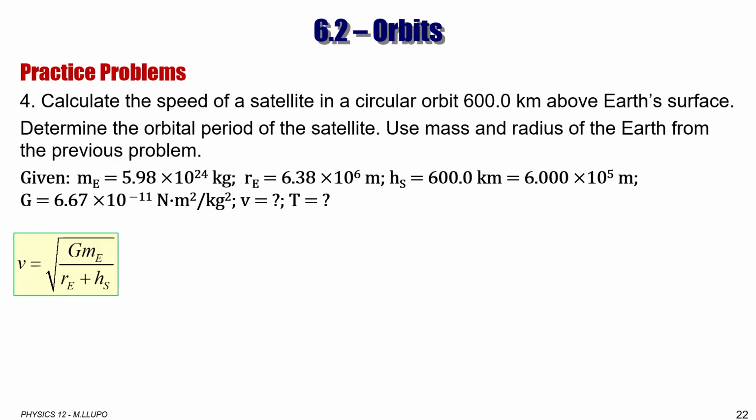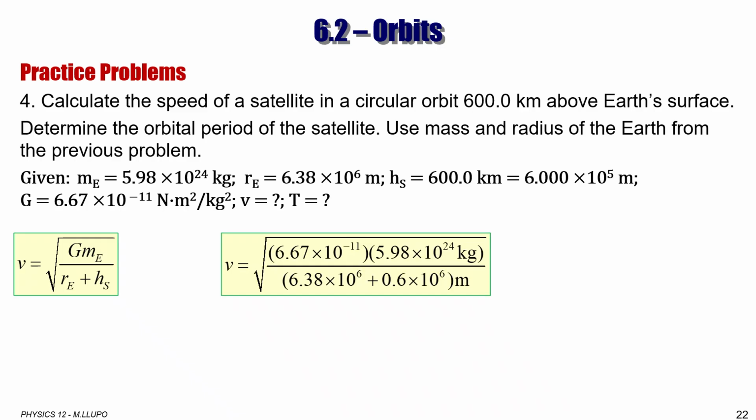Let's start with speed first. The square root of G M over r, in this case where r is the total of the radius of the Earth and the altitude. Everything is in standard units. You plug that in a calculator and you'll get 7.56 times 10 to the power of 3 meter per second.